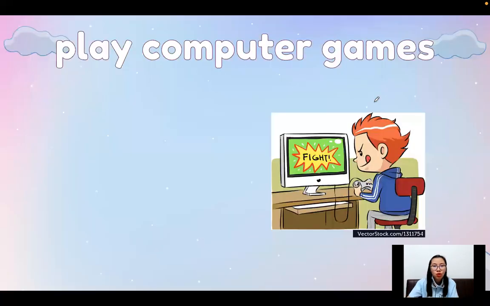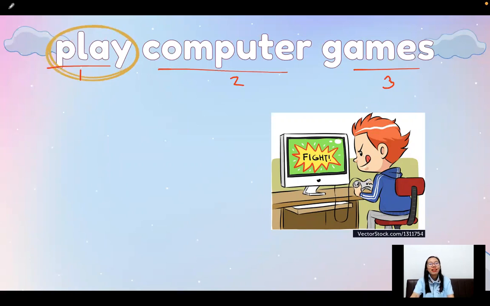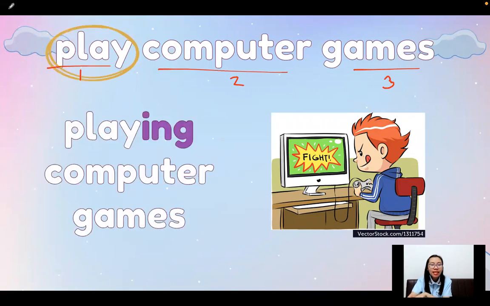Very good. Now let's go to this one. We have play computer games. Now, which is the verb? Computer is the verb? No. Which is the verb? It's play. Very good. So play computer games. Now verb plus ing, it'll become playing. So we have playing computer games.